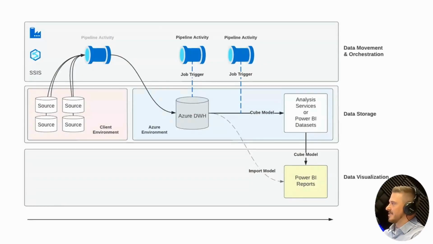Perfect. So I've got this first slide up here, and I would say it's a little bit bland, honestly, but it's a good way to think of this. We have up at the top of this visual this data movement and orchestration bar area, and then in the middle we have data storage, and at the bottom we have data visualization. And on the far left of that data storage is where we see the client information.